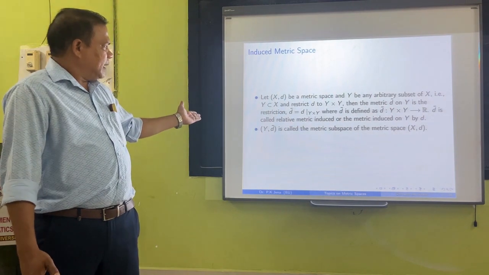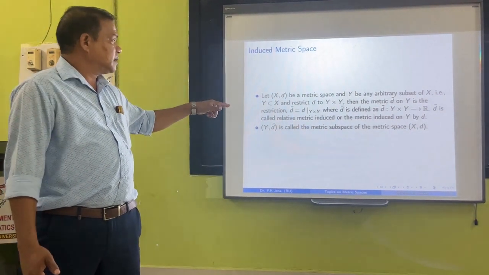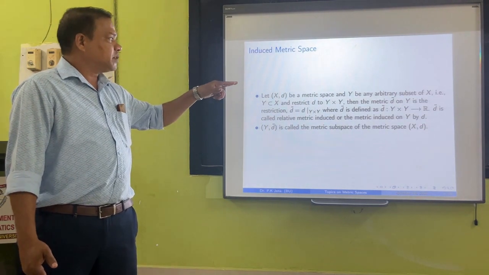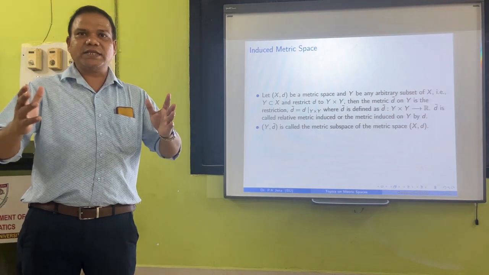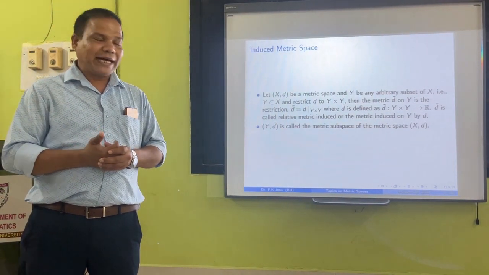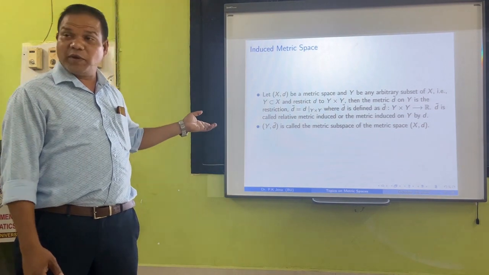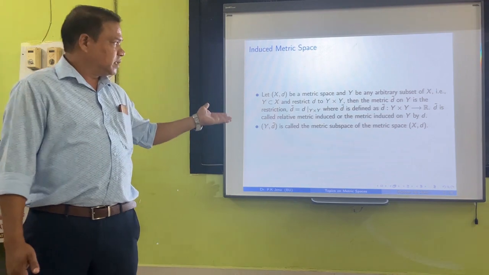Y together with the induced metric is called a metric subspace of the metric space (X, d), where (X, d) is our ordered pair, which is a metric space. Y together with the metric d tilde is also a metric space. So we'll see the next.